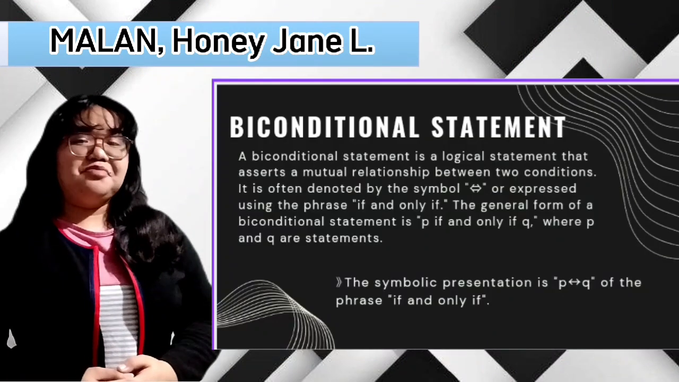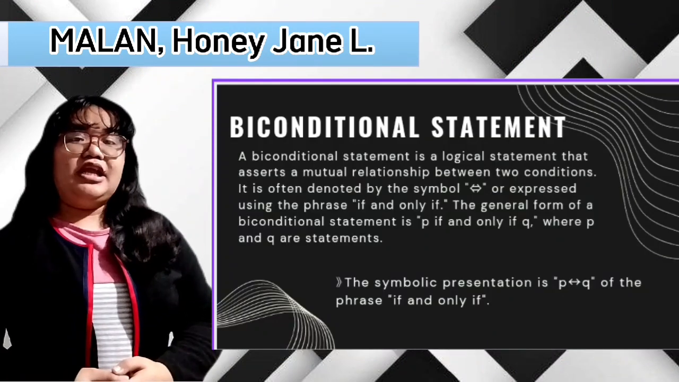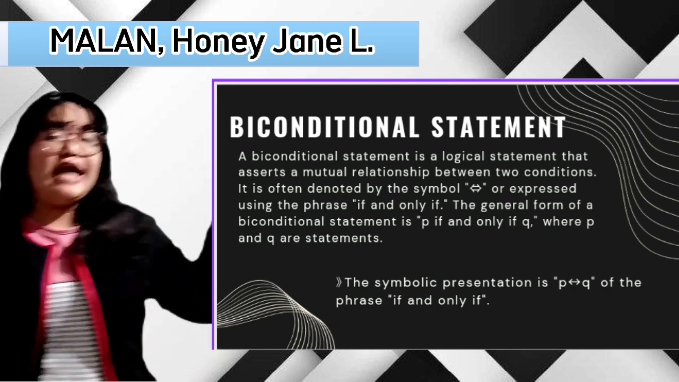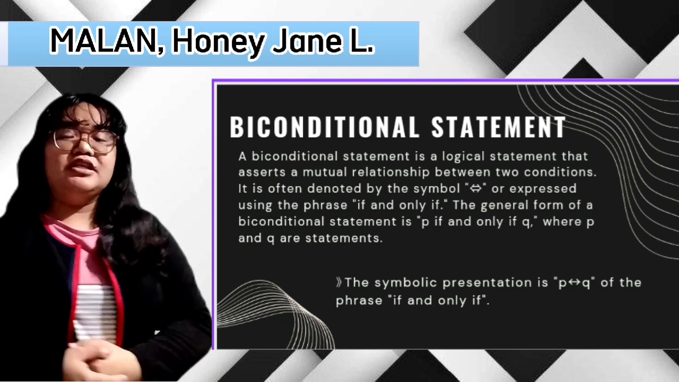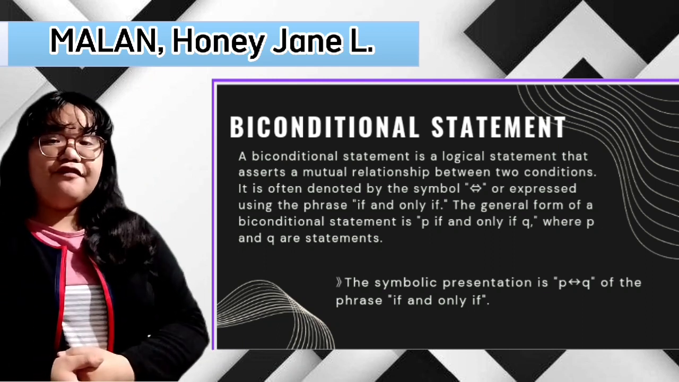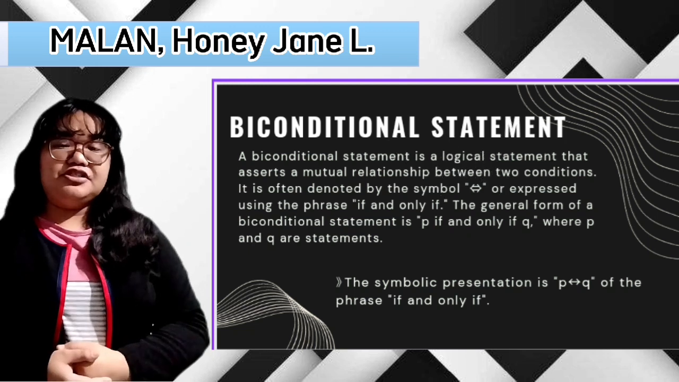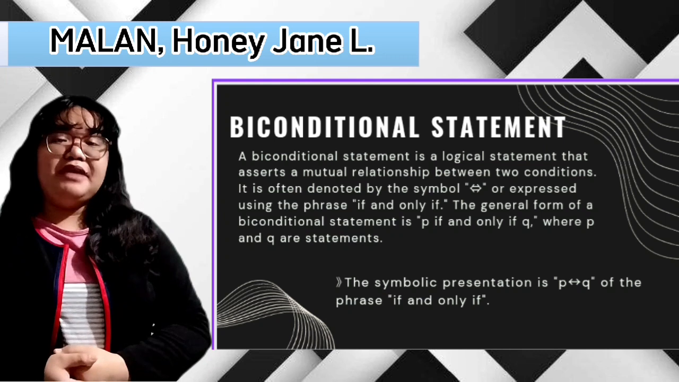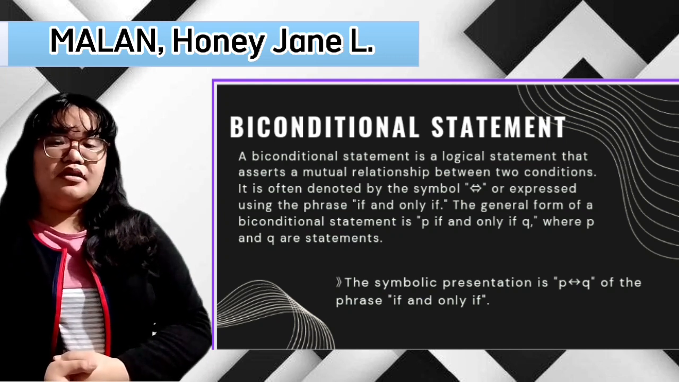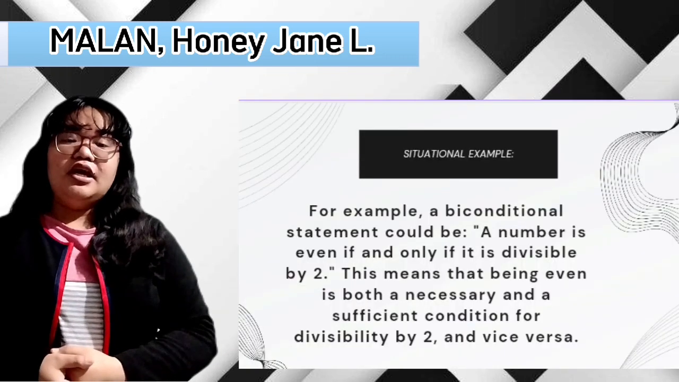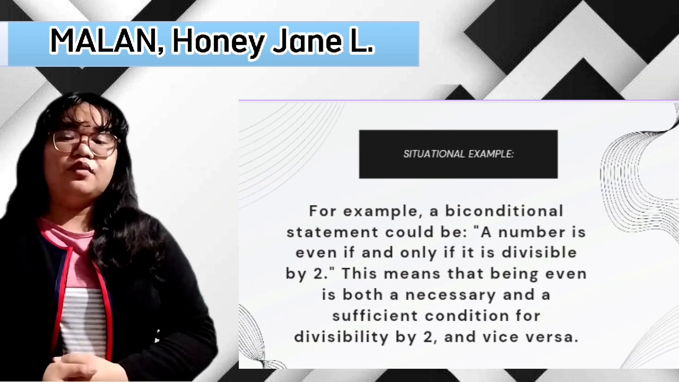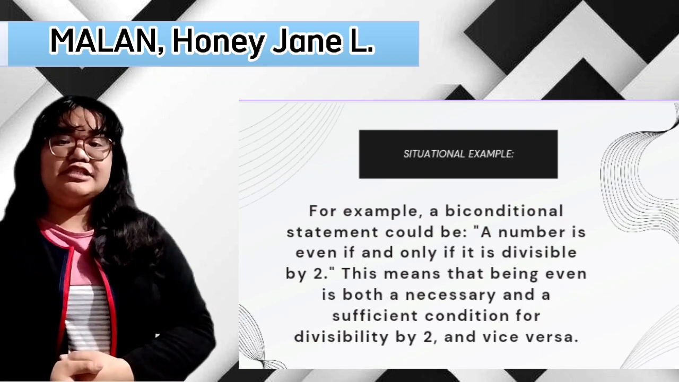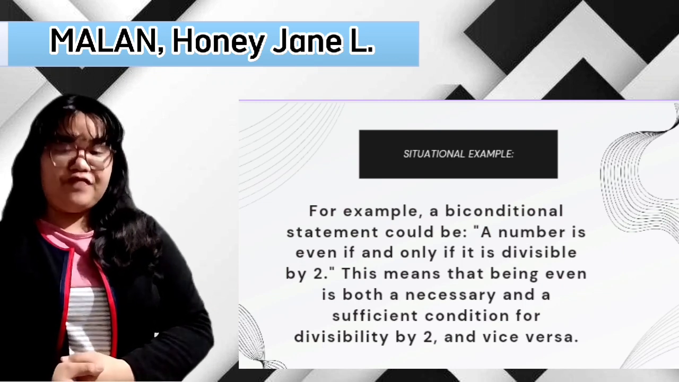A biconditional statement is a logical statement expressing a mutual relationship between two conditions. In our presentation, the symbolic form is denoted by the phrase if and only if. P if and only if Q, where P and Q are statements. In our example, a number is even if and only if it is divisible by 2. It means both conditions hold: evenness implies divisibility by 2 and vice versa.